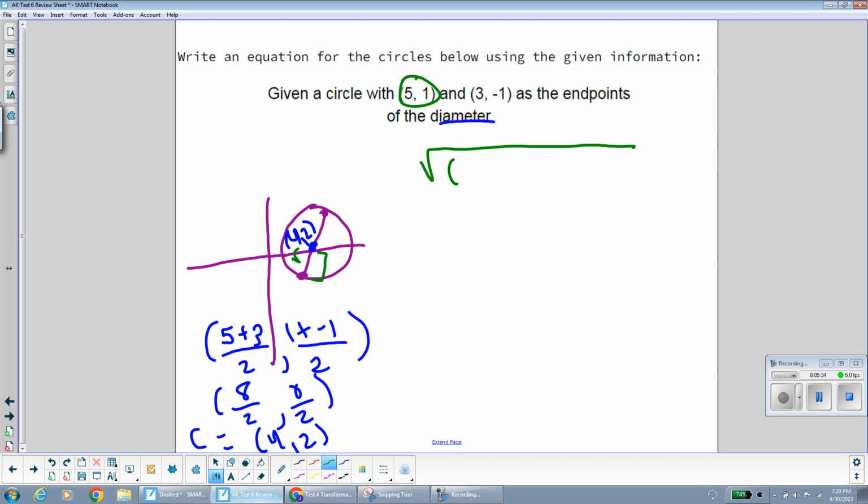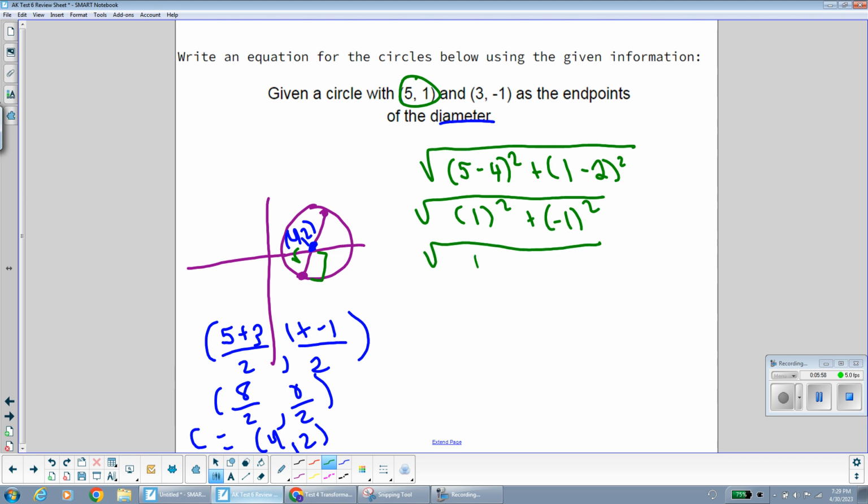My distance formula is x2, so I'll use 5 for x2, minus x1, y2, minus y1. That would be 1 squared plus negative 1 squared. We have 1 plus 1, and that's equal to radical 2. So that's our radius. That's our halfway across from one of the endpoints to the center of the circle.